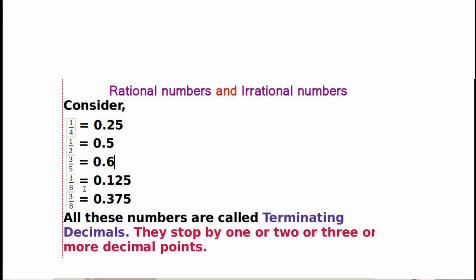They stop after 1 or 2 or 3 or more decimal places. The first one, 1 by 4, has only 2 decimal places. The second and third ones have only 1 decimal place. The third, fourth and fifth have 3 decimal places. So, all these numbers are called terminating decimals.